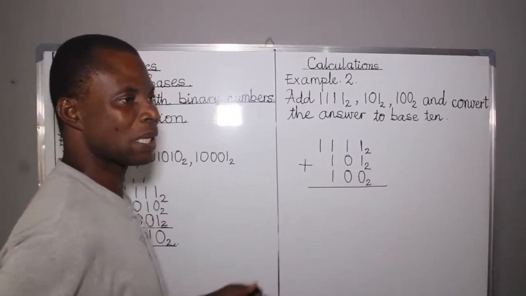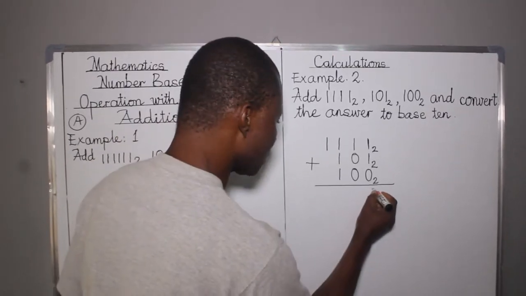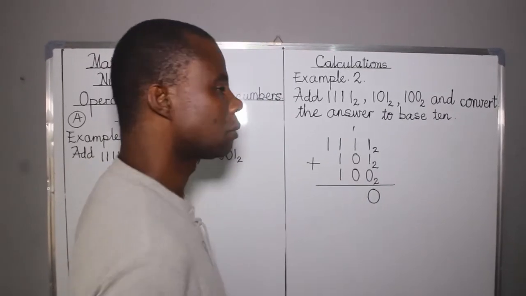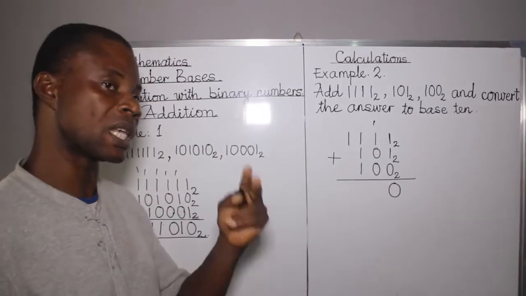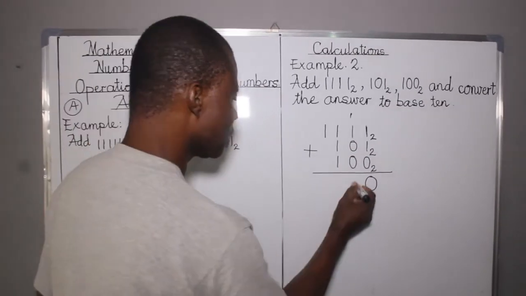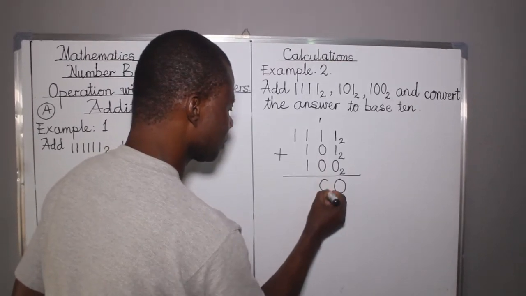1 plus 1, 2 plus 0 is still 2. How many 2s do you have here? 1. So we drop 0 and carry 1 to the next digits. 1 plus 1, 2 plus 0 is giving us 2. So what do we drop? 0. And carry 1 to the next digits.